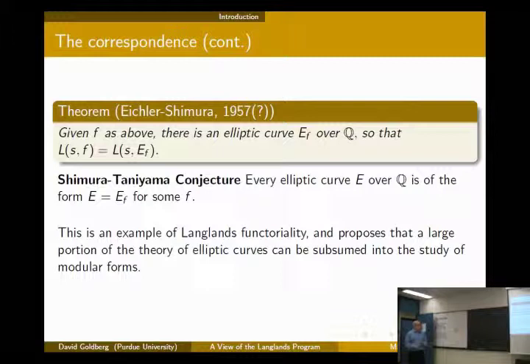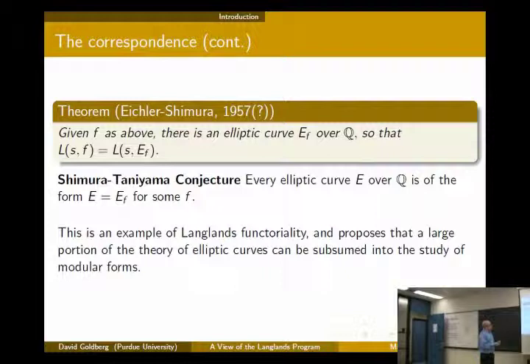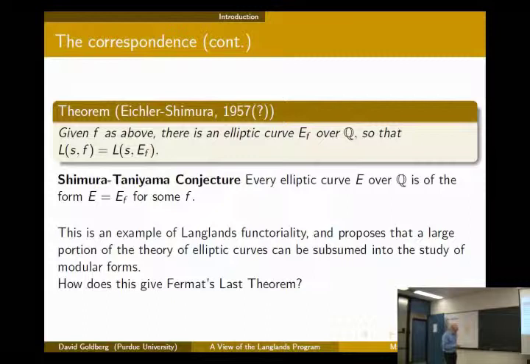And that was definitely one of the prime examples of something which I'm sure motivated Langlands to formulate his philosophy of what's now known as the Langlands conjecture. So how does this get the last theorem?